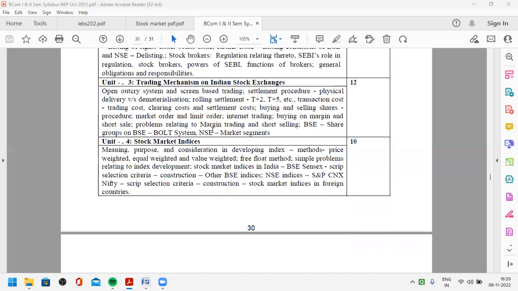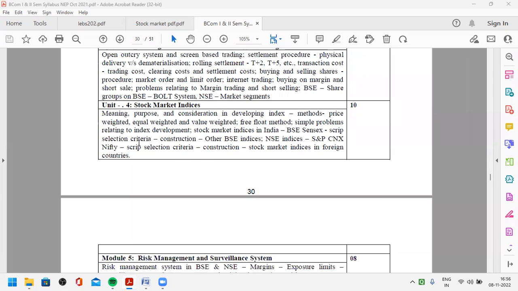And the transaction cost, trading cost, clearing cost, and settlement cost, and buying and selling of shares procedure, what is the procedure to buy and sell the shares, and market order means what, limit order means what, and internet trading, buying on margin and short sale. This is again very interesting, buying on margin and short selling, problems relating to margin trading and short selling, and BSE share groups, that is on BSE, the BOLT system is adopted, Bombay Online Trading system is adopted, and what about the NSE market segments? What are the market segments in NSE also? You will have to learn in this third module.